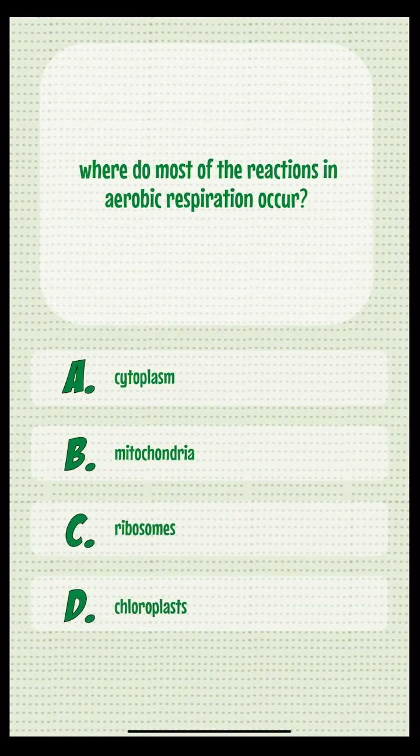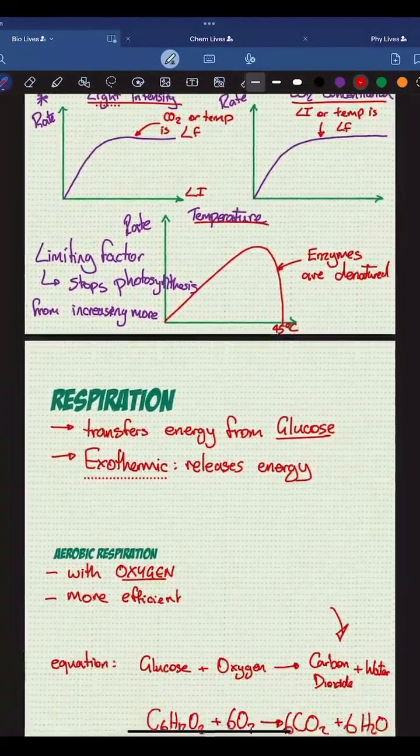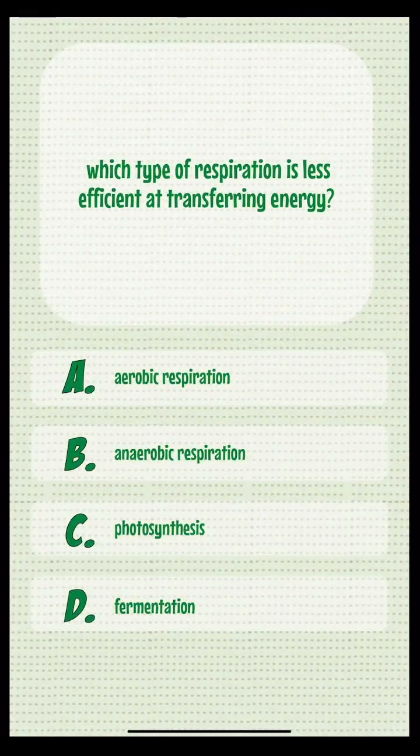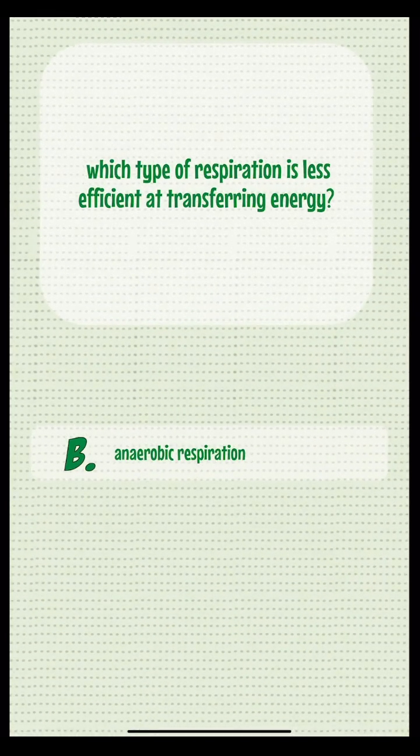Where do most of the reactions in aerobic respiration occur? So where does aerobic respiration happen in cells? What do you guys think? A, B, C, or D? We've got people saying cytoplasm, mitochondria. Yep, B, mitochondria. Let's write that in our notes. Aerobic respiration transfers energy from glucose. We can say it occurs in the mitochondria. Which type of respiration is less efficient at transferring energy? Well, it can't be these two, because it says which type of respiration. It can't be photosynthesis or fermentation. We've said it already, yep, anaerobic respiration is less efficient.